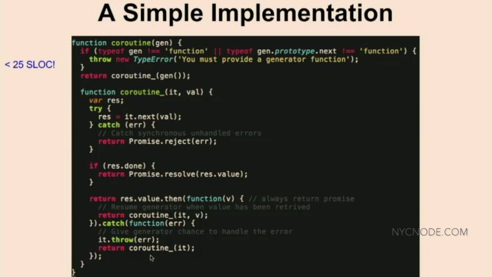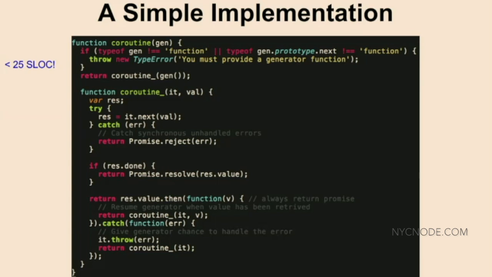So even though it looks like there's a lot of magic going on, it's actually pretty simple under the hood. It's 25 source lines of code. You can start using this right now as long as you have some way to run ES 2015. You don't need a library or anything special like that.